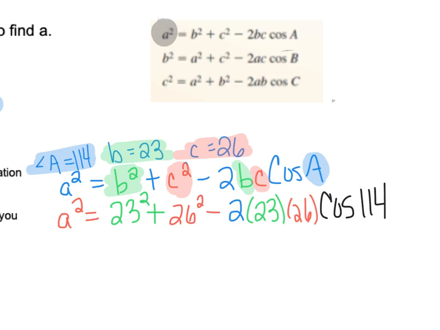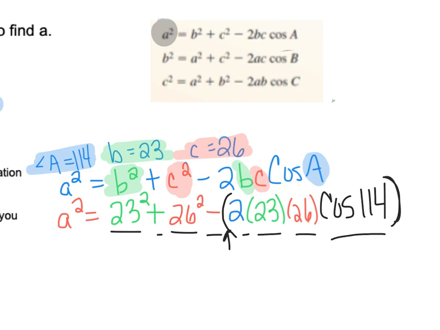Okay, you just have to be careful, especially if you are using an iPad calculator, that you use parentheses to close what you're subtracting there. If you do that, you should be able to put into your calculator 23 squared plus 26 squared minus parentheses 2 times 23 times 26 times, if you're doing an iPad calculator, you'll have to do 114 cosine. If you're using the Desmos calculator, you'd use cosine of 114.